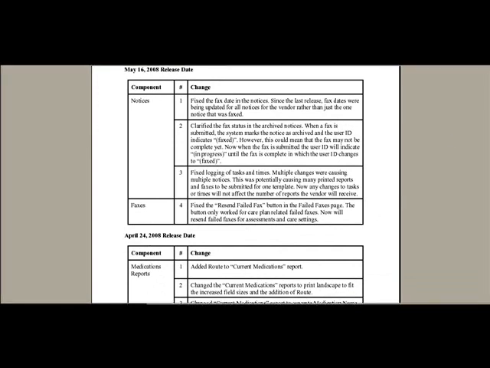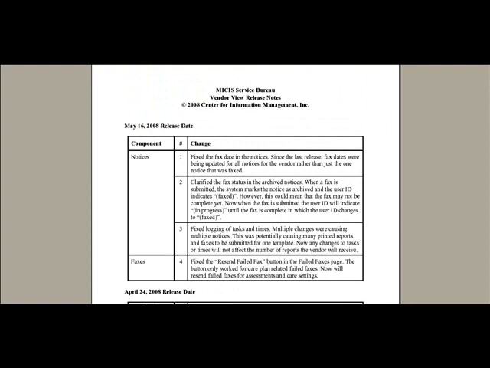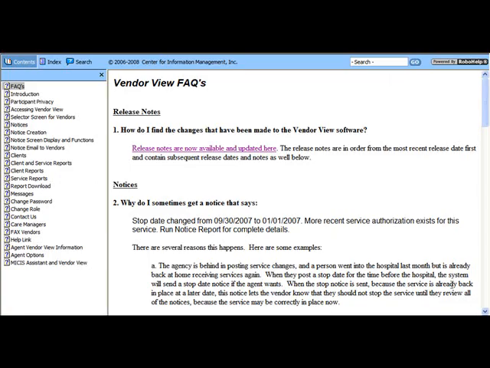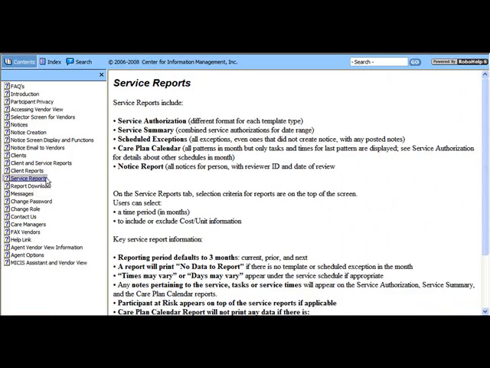Because release notes open up into another document window, you can X out of this, or you can choose to print out the release notes. Once you're in the VendorView help file, you can access different topics by simply clicking on the topic name. For example, if you want to learn more about the service reports, just click on Service Reports. And here's a listing of the service reports, service authorization summary, etc.